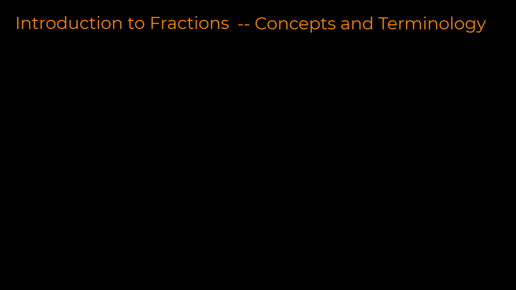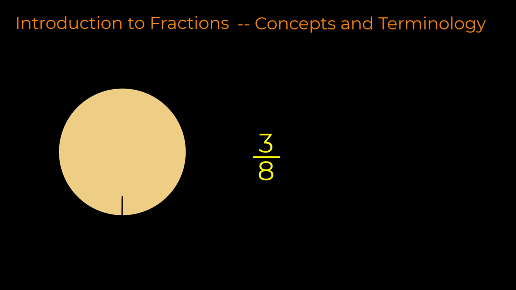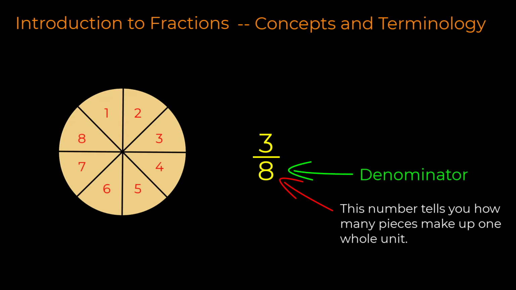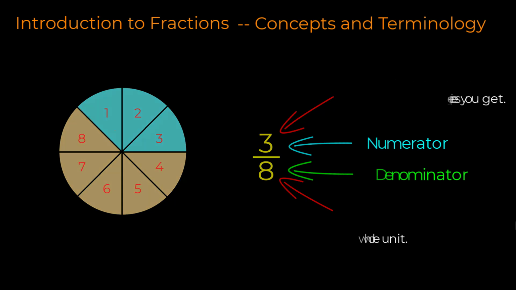Let's take a fraction like this. We can call it 3/8 or simply 3/8. The number on the bottom, 8 in this case, tells you how many pieces the pizza is cut into. It's called the denominator. The number on top, 3, tells you how many of those pieces you get. It's called the numerator. So in this case, you get 3 out of the 8 pieces that comprise one whole pizza. That should fill you up a little bit, at least.